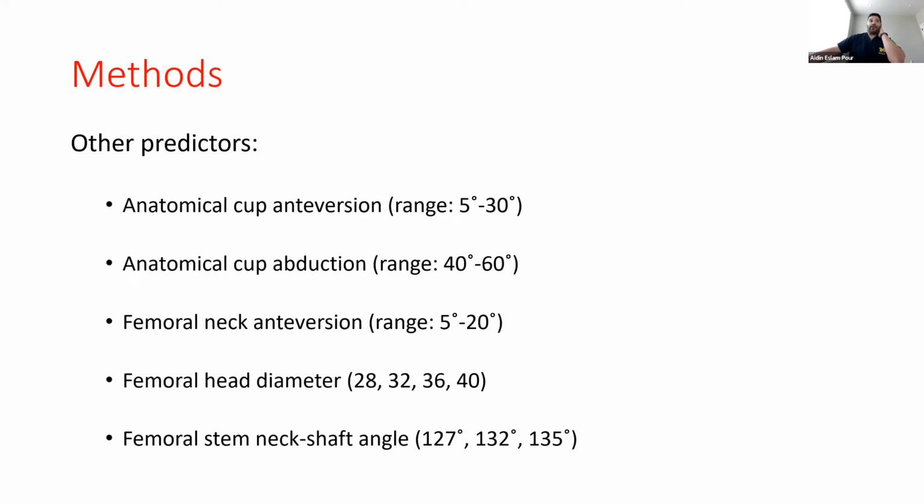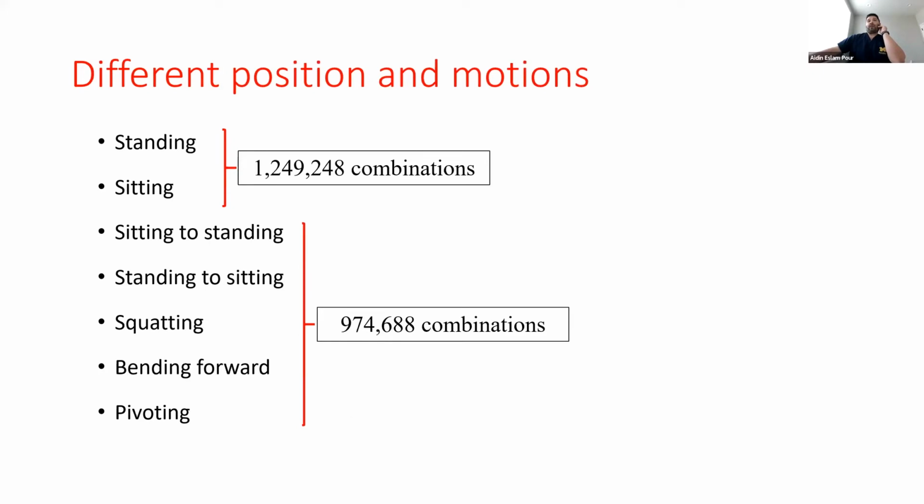Other predictors in our model were anatomical cup and femoral anteversion, as well as the different femoral head sizes. And we had 3 different neck shaft angles for the stem. We had close to 1,250,000 combinations for standing and sitting, and close to 975,000 combinations for the other motions that you can see.